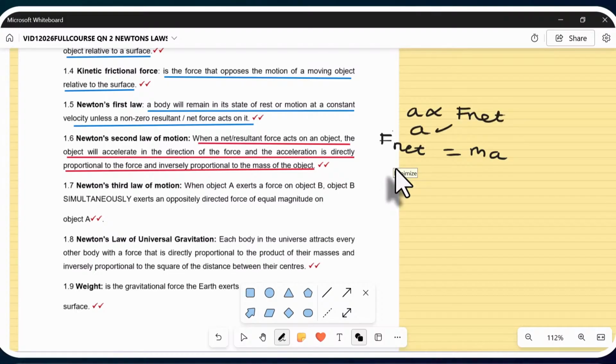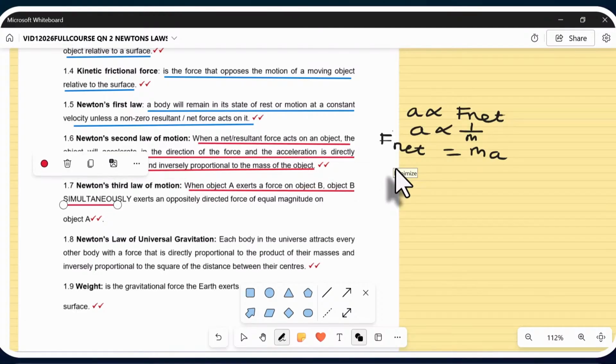Then they can ask us to state Newton's third law of motion. How do we state it? When object A exerts a force on object B, then object B simultaneously exerts an oppositely directed force of equal magnitude on object A.